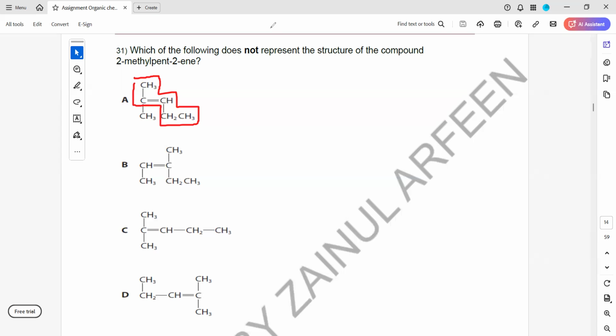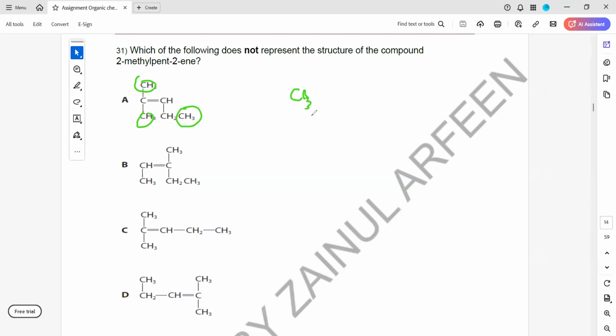Then after selecting the longest carbon chain, the numbering should start from the nearest double bond. If I count from here, 1, 2, 3, the third carbon is having a double bond. If I count from here, 1, 2, 3, 4, 5, we give priority to the double bond. Why can we not select all of them? Because the rule is that when you start at one end, you should end at another. This molecule is having 3 different ends. This is one, this is another, and this is another.